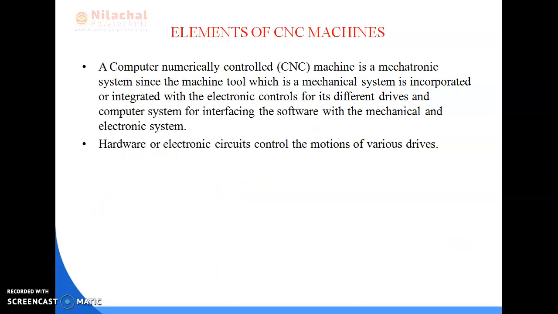Then elements of CNC machine. A computer numerically controlled CNC machine is a mechatronic system. Since the machine tool, which is a mechanical system, is integrated with the electronic control for its different drives and computer system for interfacing the software with the mechanical and electronic system. Means generally the CNC system is a mechatronic system where both mechanical and also the electronic and electrical parts and the software parts are involved. Hardware or electronic circuit controls the motion of the various drives.